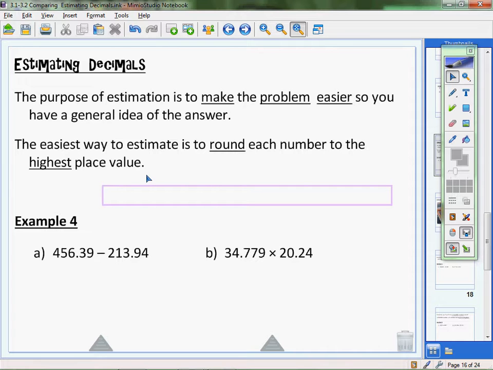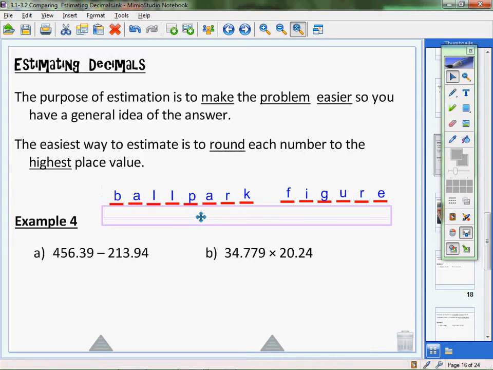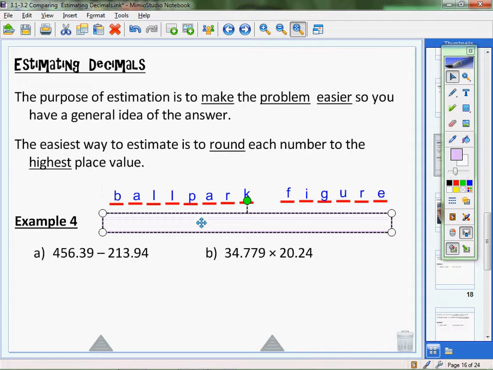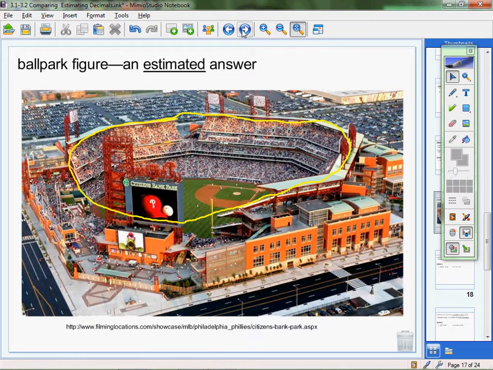Before we do that though, sometimes if you pay attention, you might hear someone say, "Give me a ballpark figure." A ballpark figure is just another name for an estimate. So the next set of blanks is ballpark figure. It's an estimated answer. And you can see the yellow here. It comes from a baseball park.